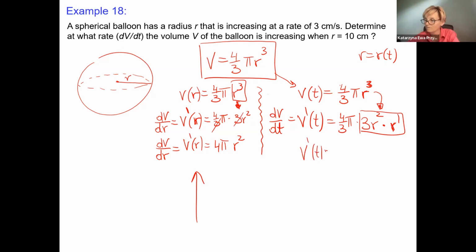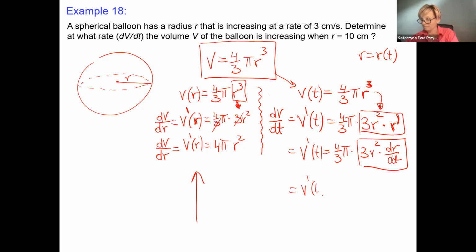Or if we prefer, 4/3 pi 3r squared dr dt, if we like it this way. Okay? That means r prime is the rate of change, the derivative of r with respect to time. Okay, so now let's see what we have. Actually, we can still cancel out. We will have 4 pi r squared and dr dt.